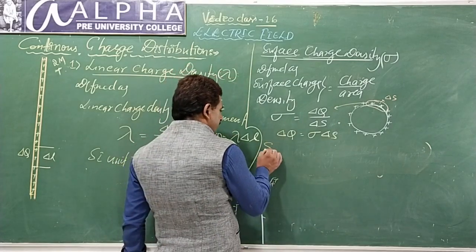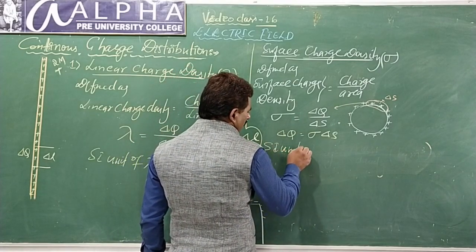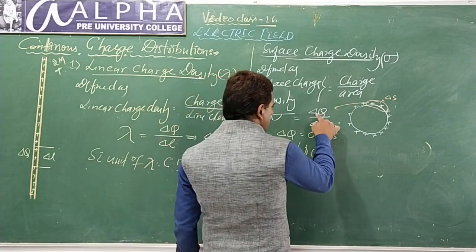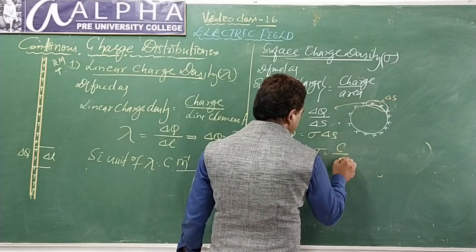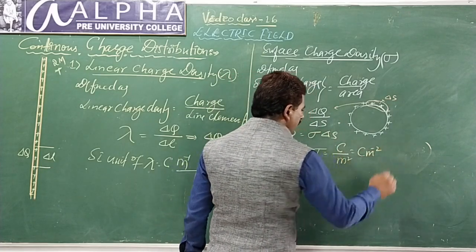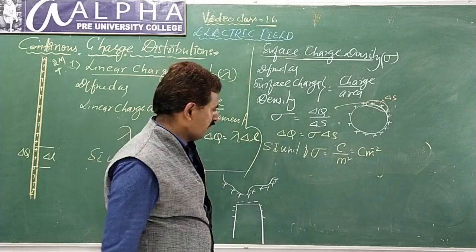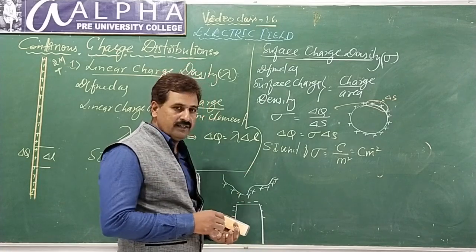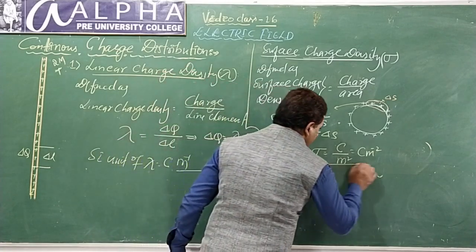What is the SI unit of sigma? Come on, tell me. Delta Q charge, coulomb; area, square meter. So it's coulomb per meter square. I am going to write the dimensional formula next. Wait for that. In the last video of this chapter, I'll discuss that. And one more important point, very, very important.